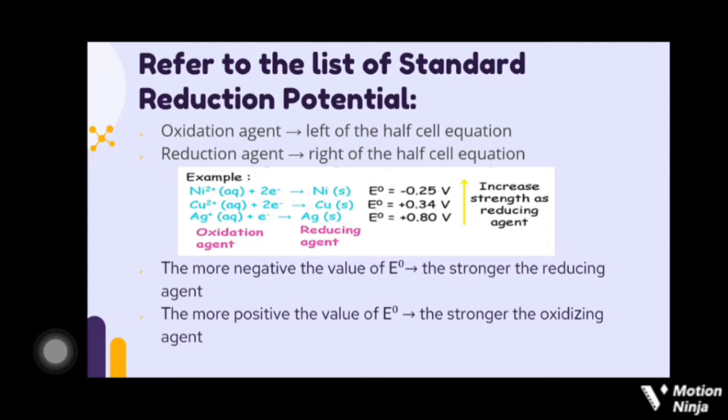Okay, so that was the standard state condition. This is the formula on how you calculate the electrode potential using standard state condition. Again, the formula is E naught cell equals E naught cathode minus E naught anode, or you can also use E naught cell equals E naught reduction plus E naught oxidation.